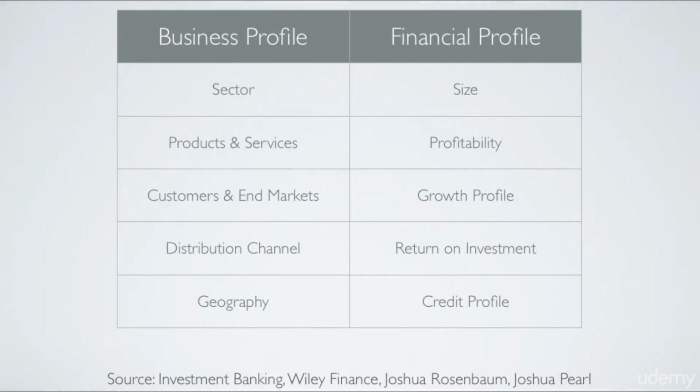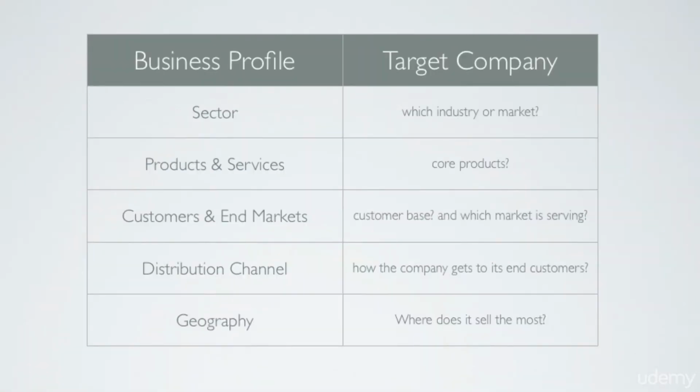Now, as for the first profile, the business profile, we want to look at the sector. Therefore, we want to know which industry or market our target company is serving. Then we want to know the main products and services it is selling. What are the customers and the end markets? In other words, what customer base our company has. The distribution channel, so how the company is getting to its customers.